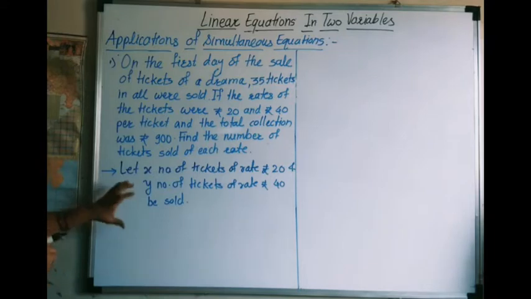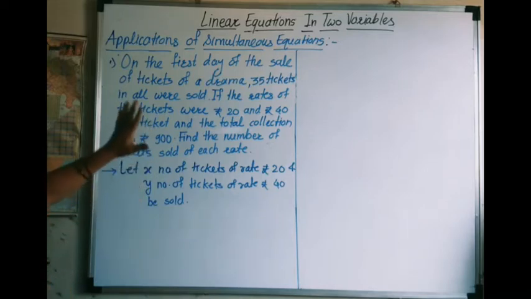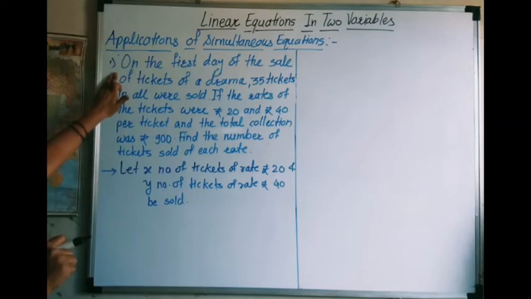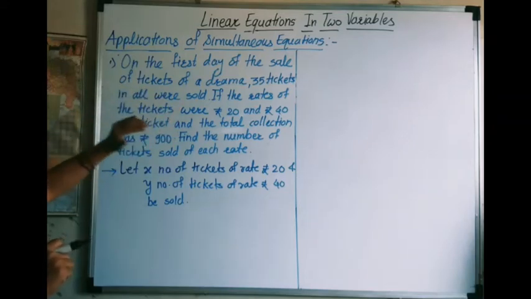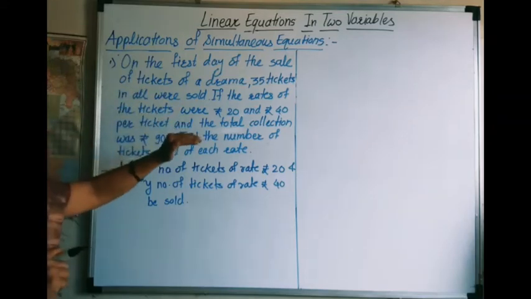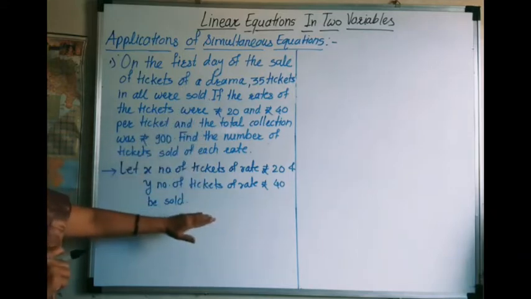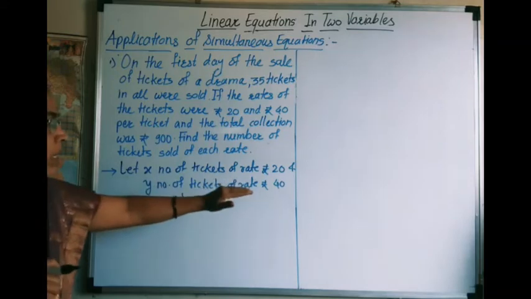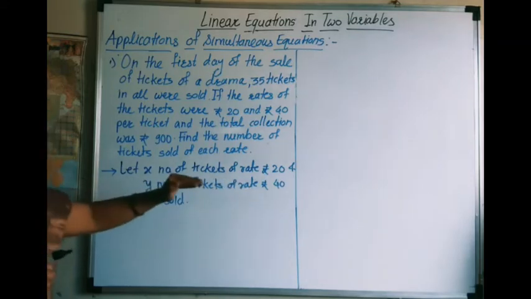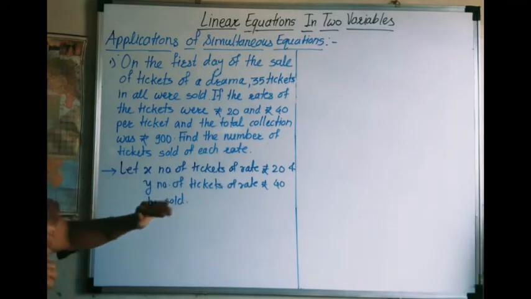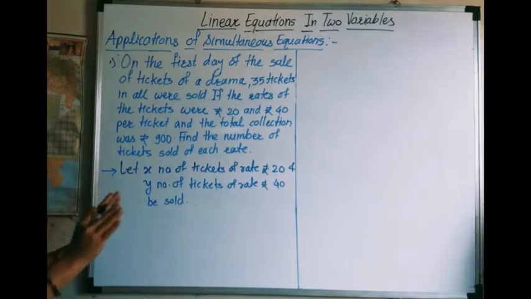Now from the first condition we have to write the equation. If you are not understanding what is given here, you have to break the sentence. Now see here, on the first day of the sale of tickets of a drama, 35 tickets in all were sold. Means the total number of tickets sold is 35. Means x number of tickets of rate 20 and y number of tickets of rate 40 were sold, and it is the total, means the sum of all these tickets is 35.